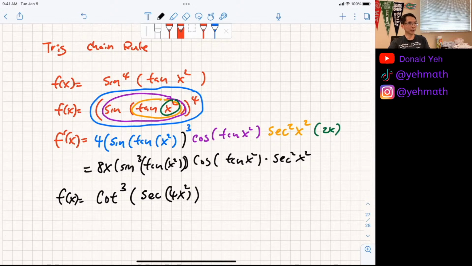Don't forget to look at the derivatives of the trig functions. You have to memorize them, especially secant and tan.